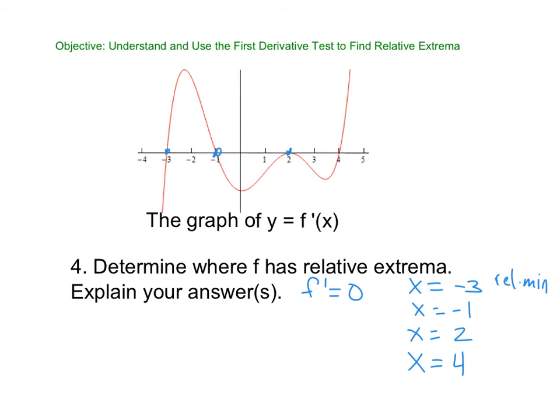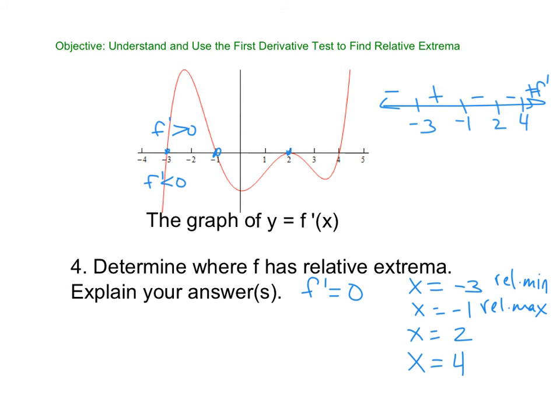Why? Because f prime down here is less than 0. So it's going from less than 0 to greater than 0. If we think of this as our little number line that we've been using, at negative 3, it's going from negative to positive. And then at negative 1, it goes from positive to negative. And then at 2, negative, and then negative again, and then at 4, it goes positive again. So x equals negative 3 is a min, x equals negative 1 is a relative max, 2 is neither, and 4 is a min.